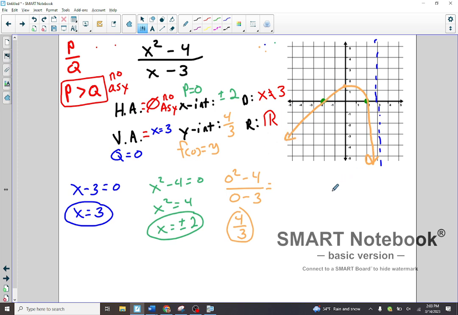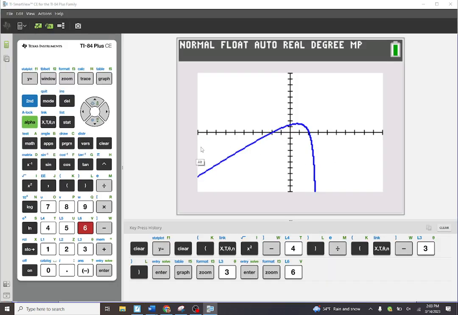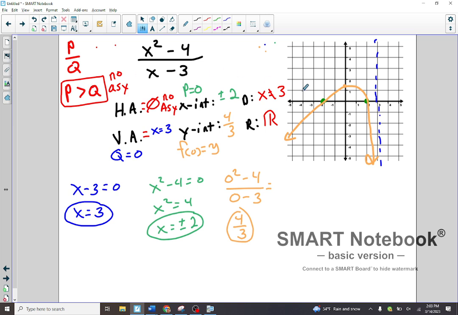So wait, Mr. Wall, is there only going to be the thing where we do that when it's horizontal and vertical? Depends on the type. So this is a P is bigger than Q situation, and it's more particular than that. You'll see the shapes. If there is a horizontal asymptote, how do you graph that? You just make a dotted line sideways.